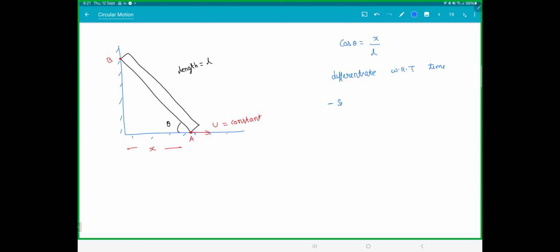So the differential of cos is minus sine theta, d theta by dt is equal to 1 by L dx by dt. Now, what is dx by dt? Velocity of A, isn't it? When A is moving, x is changing. Agreed? So here we get minus d theta by dt is equal to u by L sine theta. We are getting minus because the theta is decreasing.